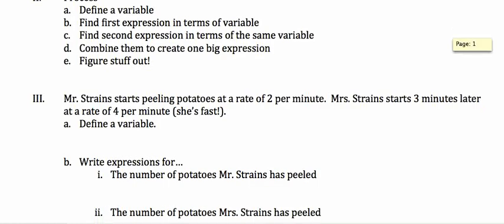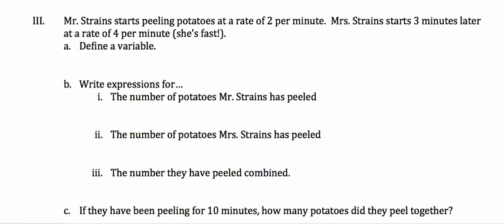So, I've got a problem. I start peeling potatoes and I peel them at a rate of 2 per minute. I'm not really super fast, but that's not too bad. My wife starts 3 minutes later than I do, okay? But she does that at a rate of 4 per minute. So this is where you're getting your two expressions from. You're going to have my expression, and you're going to have my wife's expression.